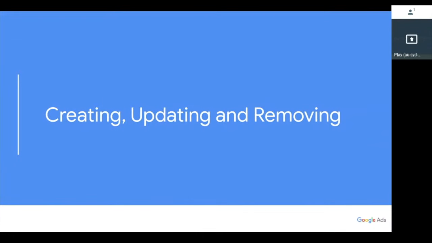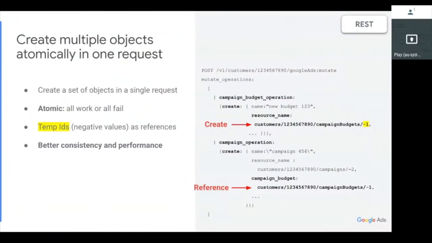The next topic is about creating, updating, and removing the data. To create multiple objects in Google Ads API, we have a feature called atomically creating objects. This is actually partially available in the AdWords API as well in the batch job service. In case you use the AdWords API, I think you might be familiar with this concept. Atomicity means that your operations all work or all fail.